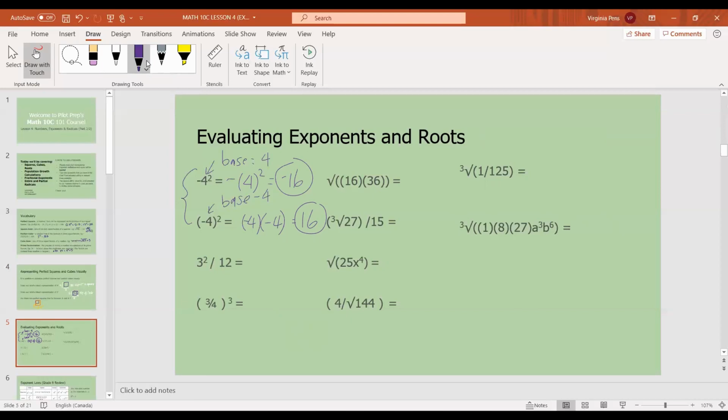Okay, next, you have 3 squared divided by 12, which can be rewritten like this, 3 squared over 12. 3 squared, so 3 times 3 is 9, over 12. Now this is not our final answer because this can actually be simplified further. Both the numerator and the denominator can be divided by 3, which will give us 3/4.